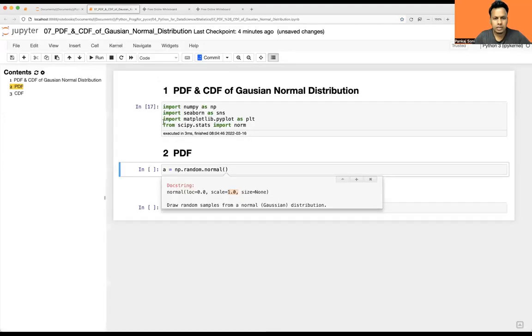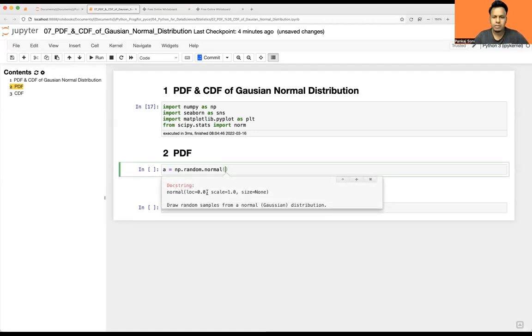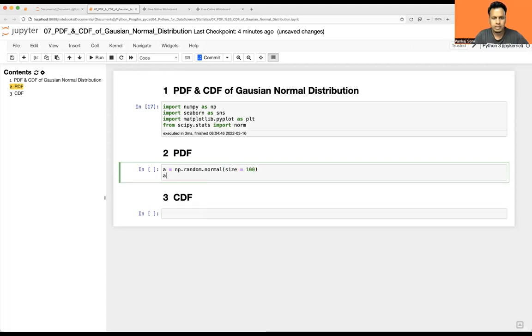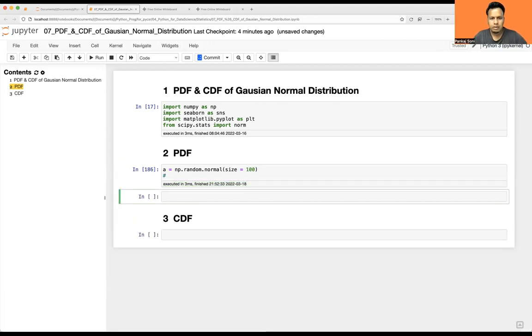Okay, so that's what this function will generate: data where mean will be 0 and standard deviation, that is nothing but scale, equal to 1.0. And if you provide size equal to, let's say, 100, it is going to create 100 data points. Okay, and later we are going to calculate the norm. We are going to plot them. Okay, so how can we plot? Using sns.